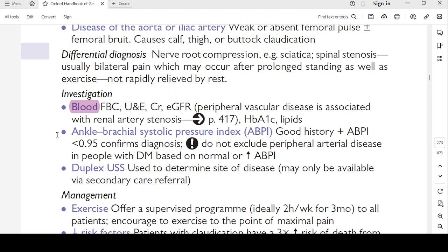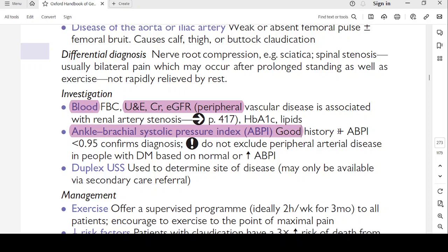Peripheral vascular disease is associated with renal artery stenosis. That's why we are doing a full kidney profile. HbA1c and lipids. Ankle brachial systolic pressure index. So this is the ankle brachial pressure index. This will tell you whether it is critical limb ischemia.